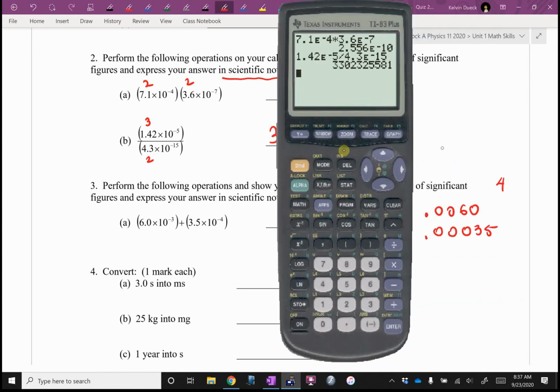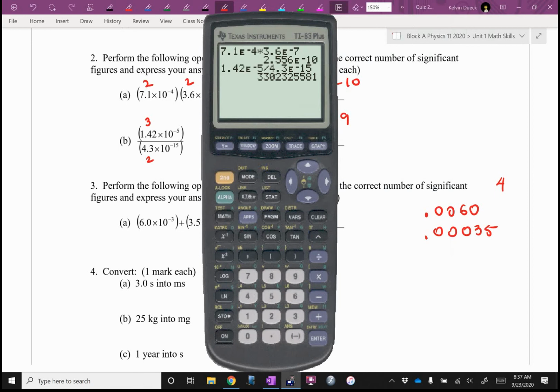Now I'll go to my calculator and I can either type in the scientific notation version or I can type in that one there. It's plus 0.0035. So I get that. I'm going to go to 4 decimal places. Oh, I missed a 0. That seems wrong to me.